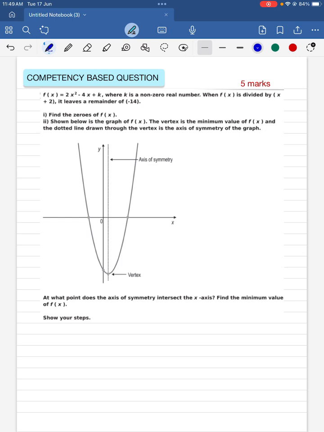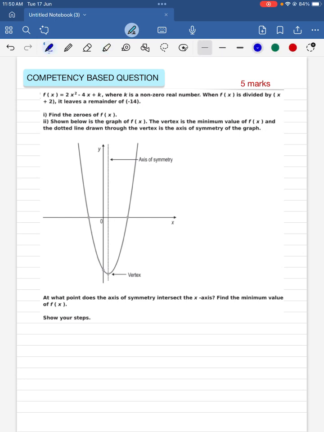Shown below is the graph of f of x. The vertex is the minimum value of f of x and the dotted line drawn through the vertex is the axis of symmetry of the graph. At what point does the axis of symmetry intersect the x-axis? Also find the minimum value of x. And you have to show your steps. Maybe you can pause the video for a second and reread the question once again. Okay, so let's look at how to solve it now.